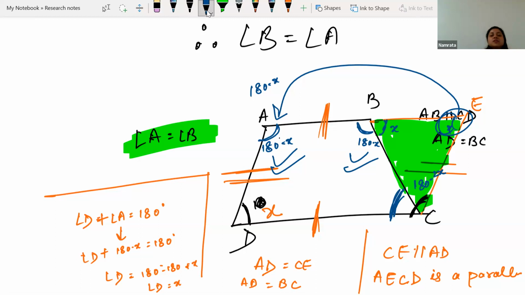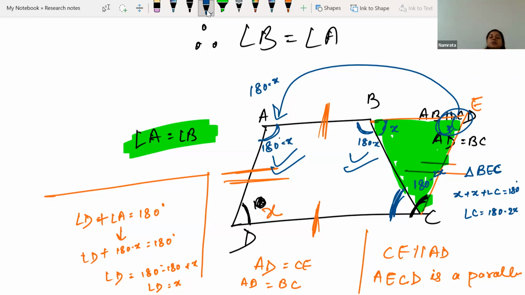Angle sum property of this green triangle will give us what? x plus x plus angle C is equals to 180. So angle C will be 180 minus 2x. For the green triangle, yes or no? In triangle BEC, we got angle C as 180 minus 2x. We have to find this part of C.